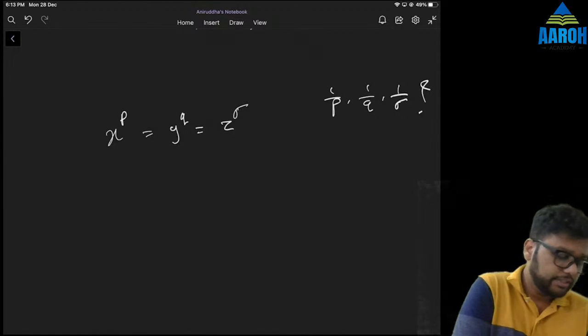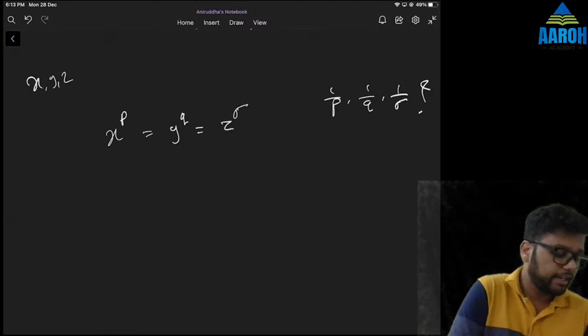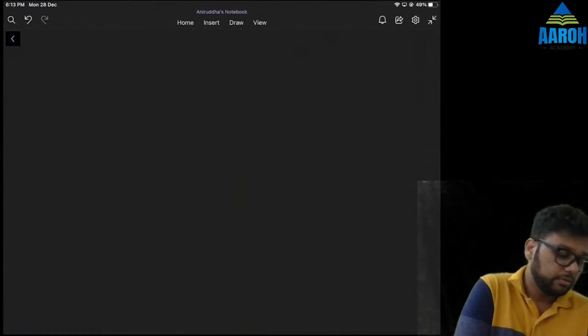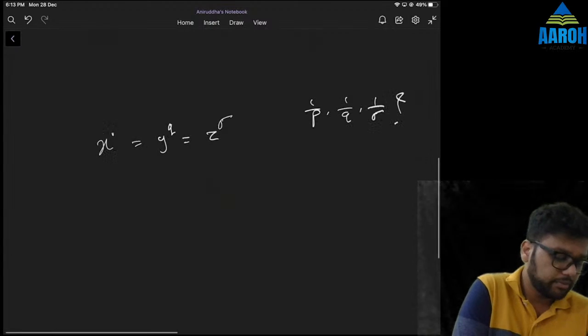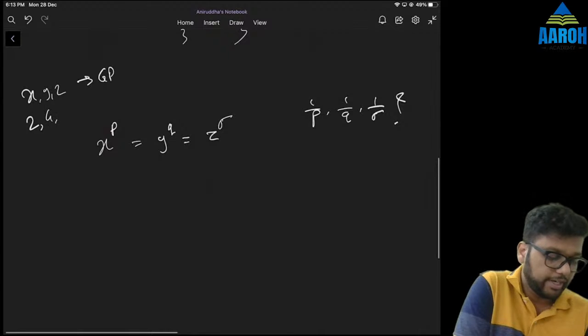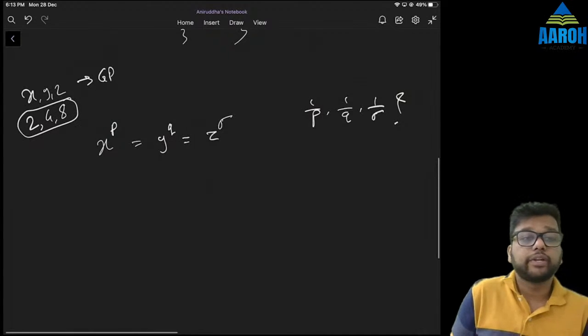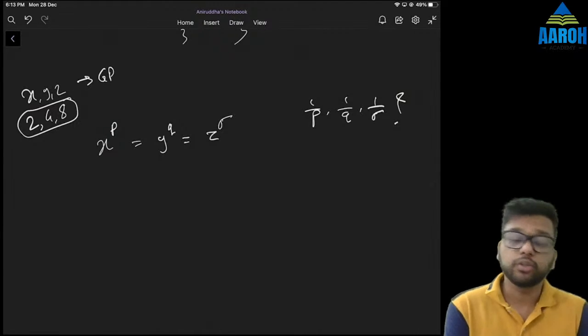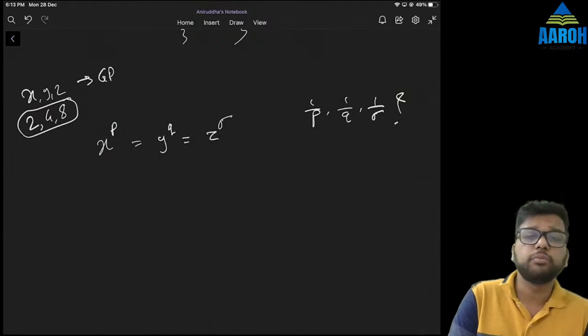So what we can do is, they are saying x, y, z are in what? GP, right? x, y, z are in GP. So let's assume some three numbers in GP. Let's assume x, y, z as 2, 4, 8. You should not assume 1, 2 and 4 because 1 raised to anything is always 1, right? So let's assume 2, 4, 8.